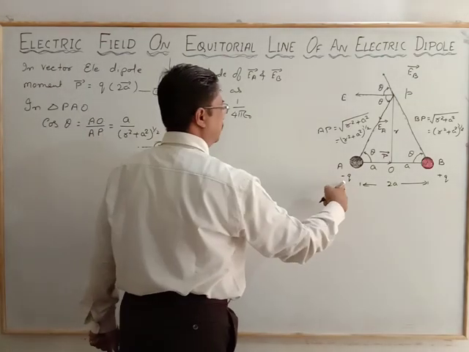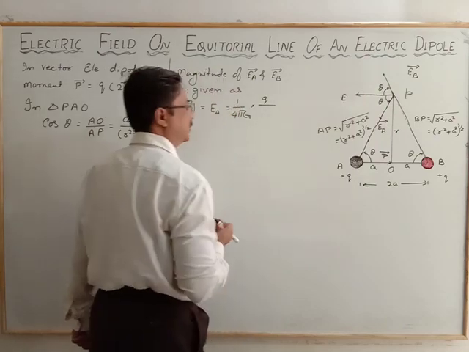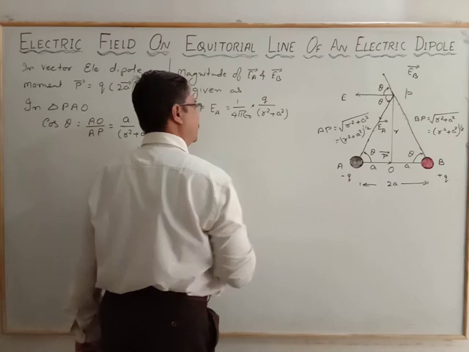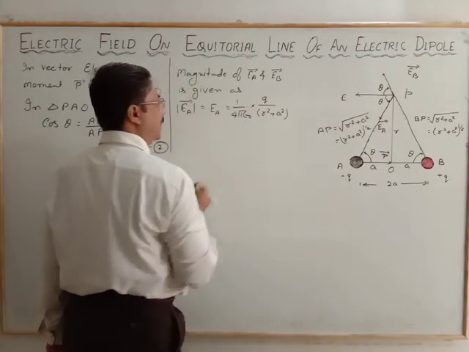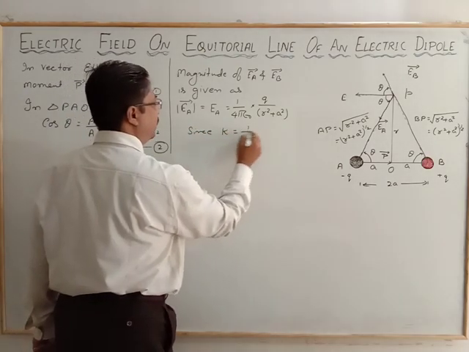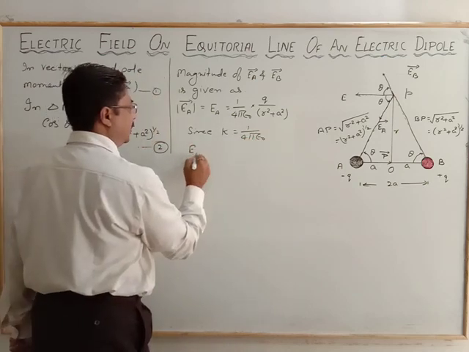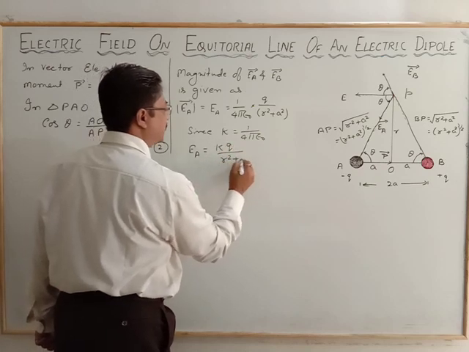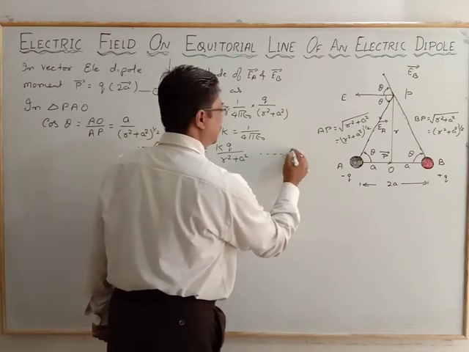Here is the charge magnitude we take, that is the Q, to the distance of the point P, that is R square plus A square, that much. Now in place of this 1 by 4 pi, we will write only K, since K is equal to 1 by 4 pi epsilon. Here EA is equal to KQ by R square plus A square. And this is the relation number 3.